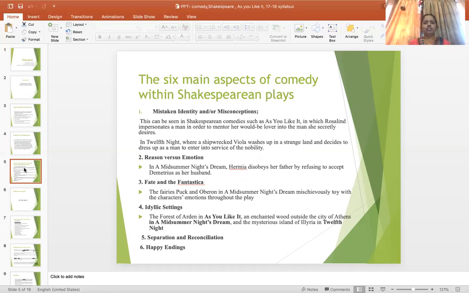The six main aspects of comedy within Shakespearean plays. First one is mistaken identity or misconceptions. This can be seen in Shakespearean comedies such as As You Like It, in which Rosalind impersonates a man in order to mentor her would-be lover into the man she secretly desires. In Twelfth Night, a shipwrecked Viola washes up in a strange land and decides to dress up as a man to enter into service of the nobility.